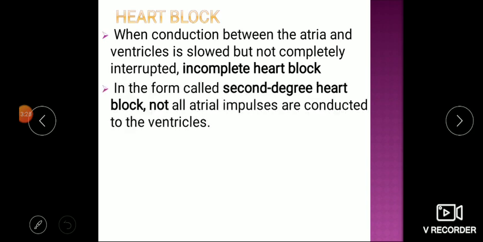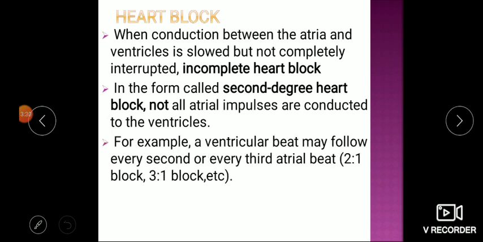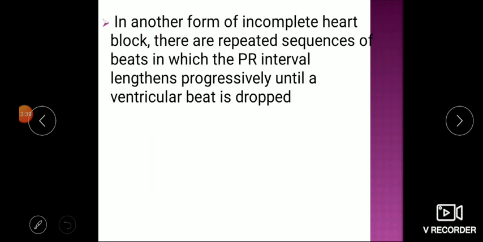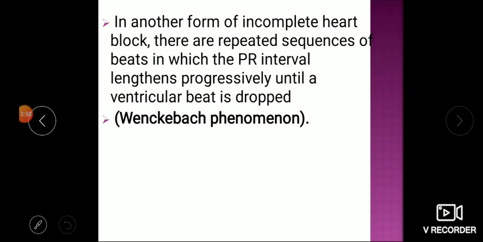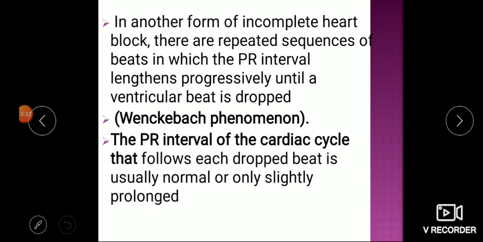In second degree heart block, not all atrial impulses are conducted to the ventricle. For example, a ventricular beat may follow every second or third atrial beat. So that is 2:1 or 3:1 block. In another form of incomplete heart block, there is a repeated sequence of beats in which the PR interval lengthens progressively until a ventricular beat is dropped. So it is called Wenckebach's phenomenon. And this is the third. The PR interval of the cardiac cycle following each dropped beat is usually normal or only slightly prolonged.